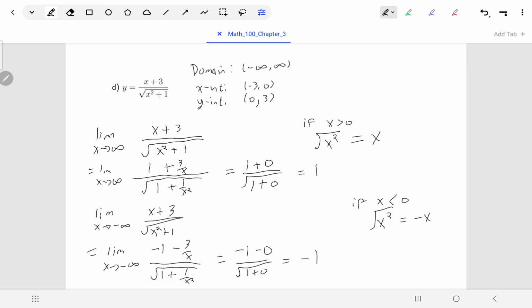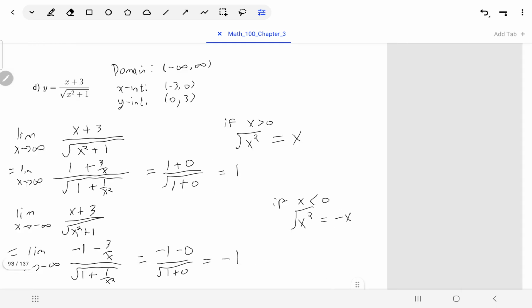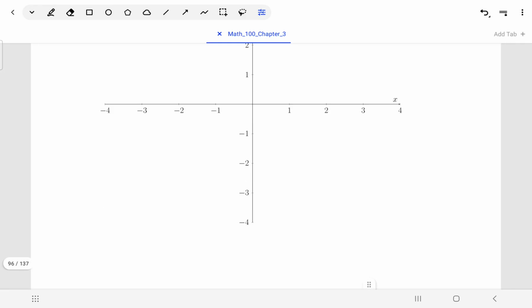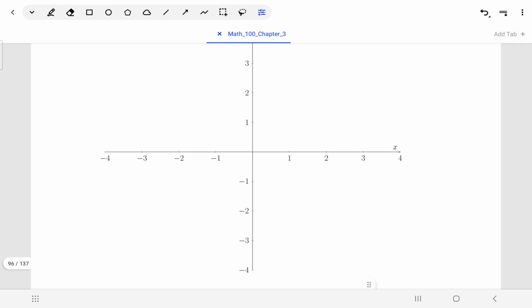So this function is going to have two different horizontal asymptotes. It's going to have a horizontal asymptote of y equals 1 on the right side of things, and it'll have a horizontal asymptote of negative 1 on the left side of things. So I'm going to quickly jot that down before I forget. On the right side of things, we're going to have a horizontal asymptote of y equals 1. And on the left side of things, we're going to have a horizontal asymptote of y equals negative 1.